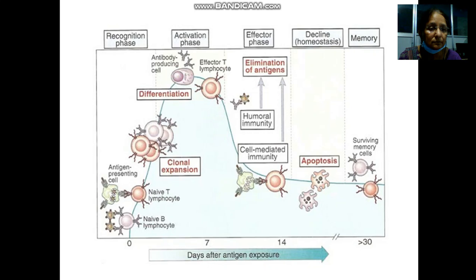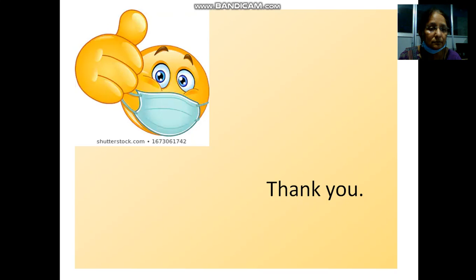Here is the recognition phase, then the clonal activation phase, clonal expansion and differentiation, then the effector phase, elimination of antigen by humoral immunity and cell mediated immunity, and then decline, that is the homeostasis phase, where apoptosis takes place, and finally some cells of the T population and B population turn into memory cells. And the duration you see is from day 0 to day 30 after the antigen exposure.